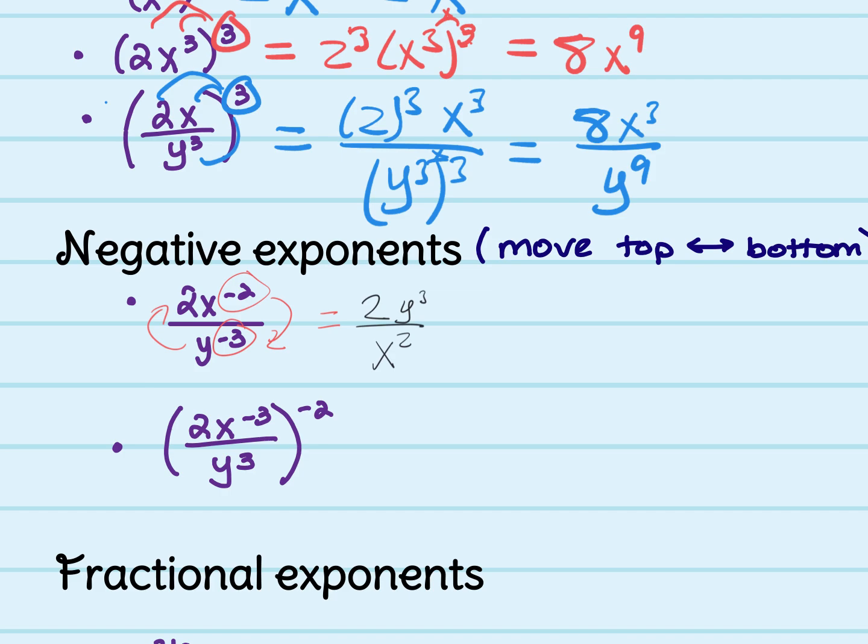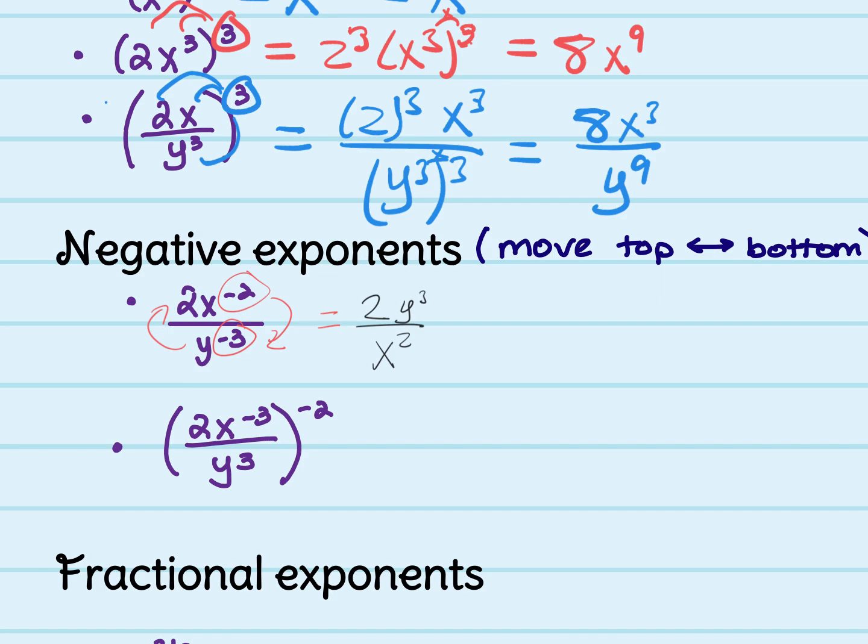So again, all the negative exponent does is just switch its place. If it's in the top, it's going to move to the bottom. If it's in the bottom, it's going to move to the top. All right, and that's all you need to do for that one, right? There's nothing you can do to further simplify it. All right, good.